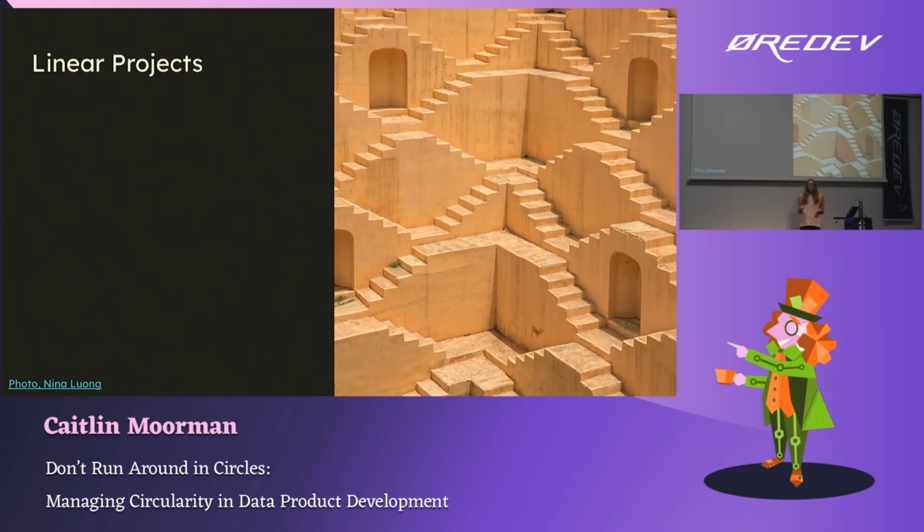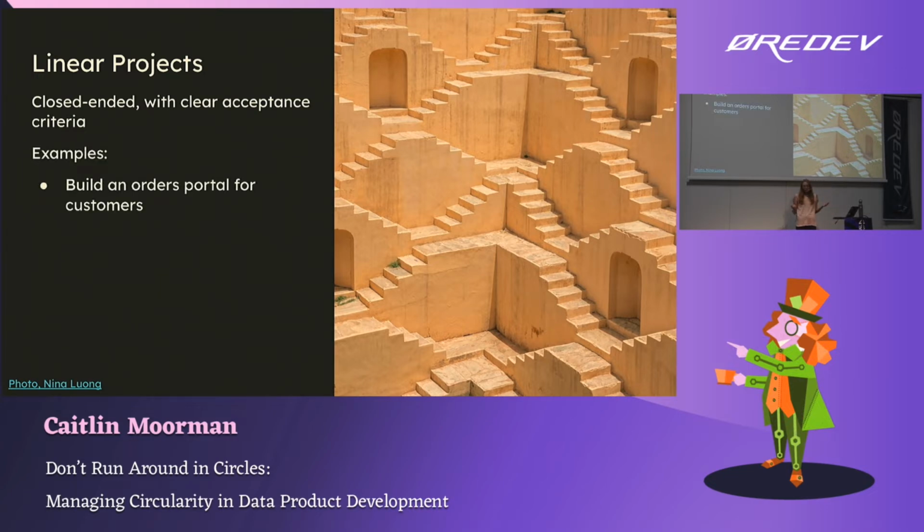So first, let's talk about what I mean by a linear project. A linear project is closed-ended and has clear acceptance criteria. You understand what success looks like from the beginning, and the scope is relatively predictable. So in software engineering, a lot of those examples are just core feature work. It's building an orders portal for a customer. It's enabling product reviews. But there are also linear projects in data work.